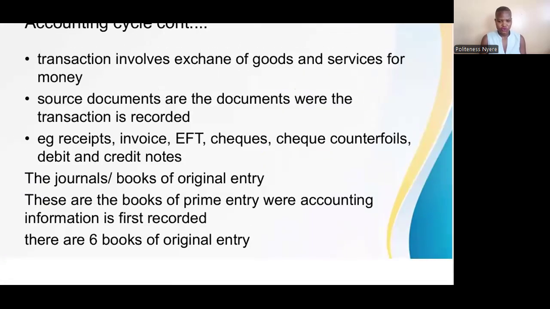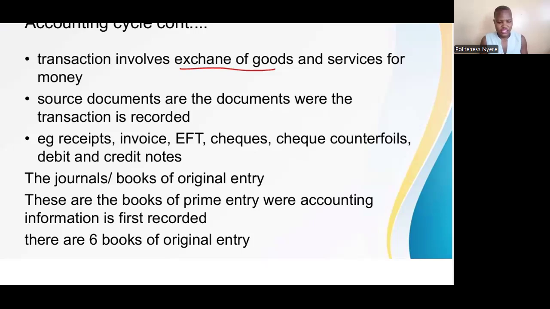We defined a transaction already, and we said it involves the exchange of goods and services for money. Then from the transaction, we have the source documents, and these are documents where the transaction is recorded. Examples of documents that we can have: number one, a receipt. Maybe you paid for goods or for services, you get a receipt. Then number two, an invoice. An invoice normally is used when goods are bought on credit.